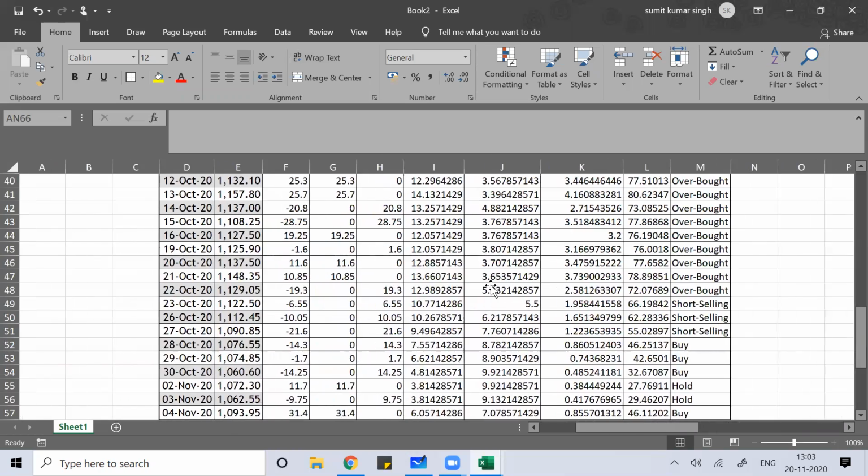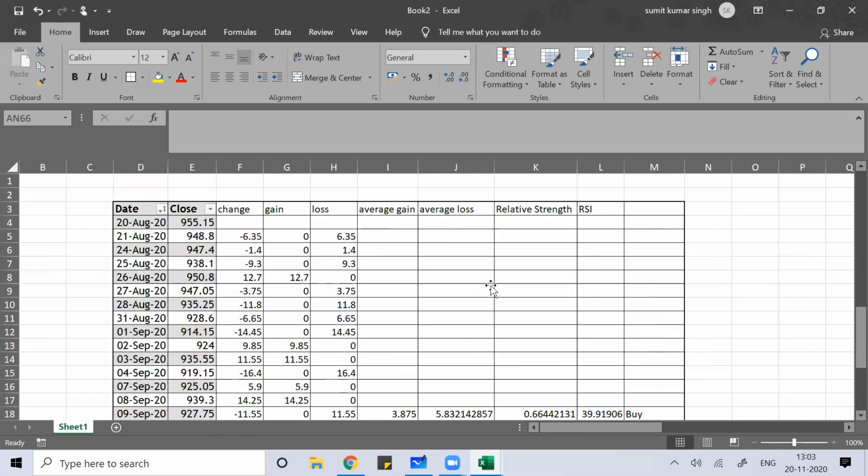I hope you have understood from this session how this works, and that you have liked this session. So this was basically about RSI.